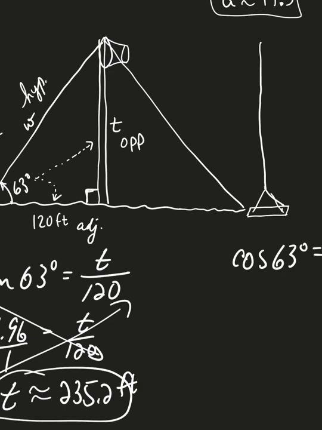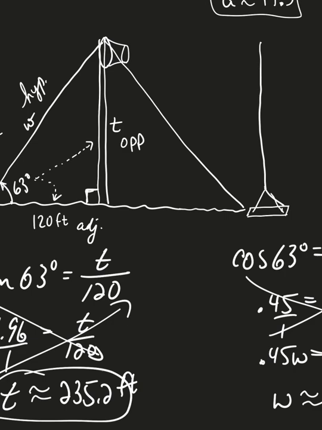Again, we can solve that. We need the cosine of 63, which is 0.45. We cross multiply, and we divide both sides by 0.45. So 120 divided by 0.45 is 266.7 feet of wire. So we could tell both the height of the tower and how much wire is required to moor it, at least in one direction, without ever climbing it.